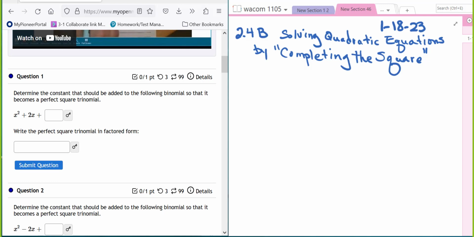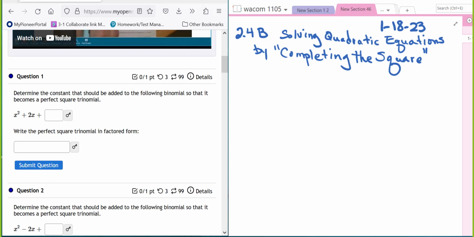It's slower than the other techniques, but it has value in itself because later on we'll create equations of circles, and we'll do other things, and we will have to complete the square to do it. So we will learn to use it to solve a quadratic equation, but if you're not told to use this method to solve, I would not choose this method.